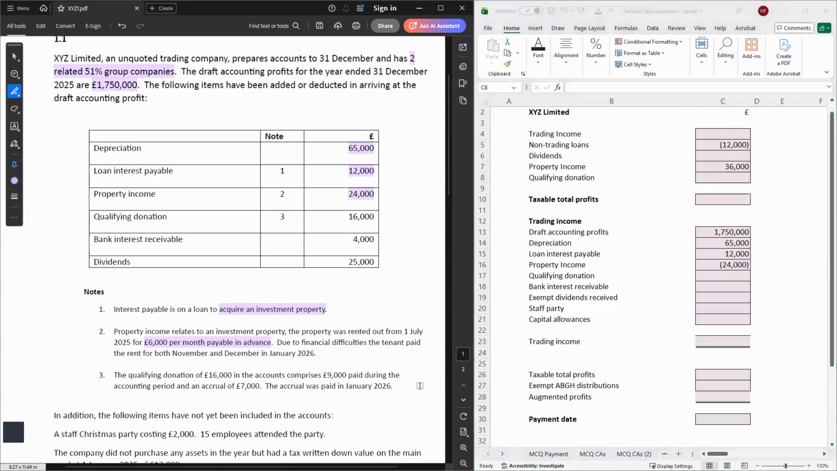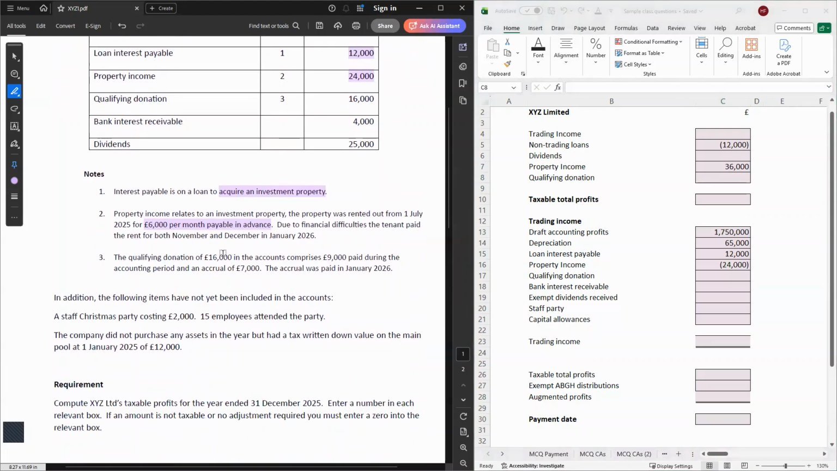And then the next piece of information, the qualifying donation of £16,000 in the accounts comprises £9,000 paid during the accounting period and an accrual of £7,000. The accrual was paid in January 26. So for qualifying donations to be deductible, they need to be paid in the year, so only £9,000 will be deductible here. But we need to remove the £16,000 donation that has gone into arriving at the trading profits for our trading income calculation. So we add back £16,000 here, but we would then deduct only the paid amounts up here in the corporation tax computation.